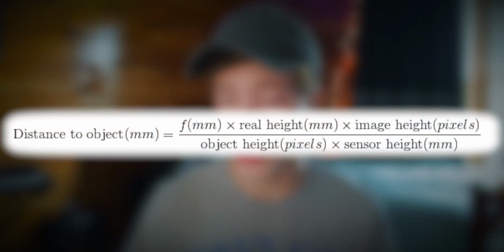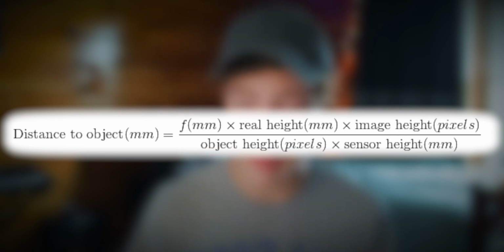I'm going to read it because I haven't memorized it. So the basic equation is: distance to object equals the focal length times the real height times the image height, over the object height times the sensor height. So for this to work, we need to fill in each one of these variables on the right side of the equation to get the distance.